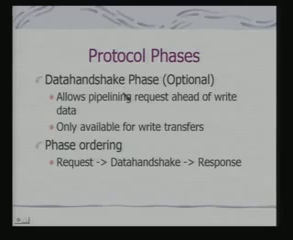Similarly, there is a data handshake phase, which is optional as part of your protocol phases. It allows pipelining the request ahead of write data, and is typically available only for write transfers. So the phase ordering for a transaction would be request, a data handshake, followed by response. This is a generic form of most of these protocols, and open core protocol is basically just defining these protocols for transactions on the bus.